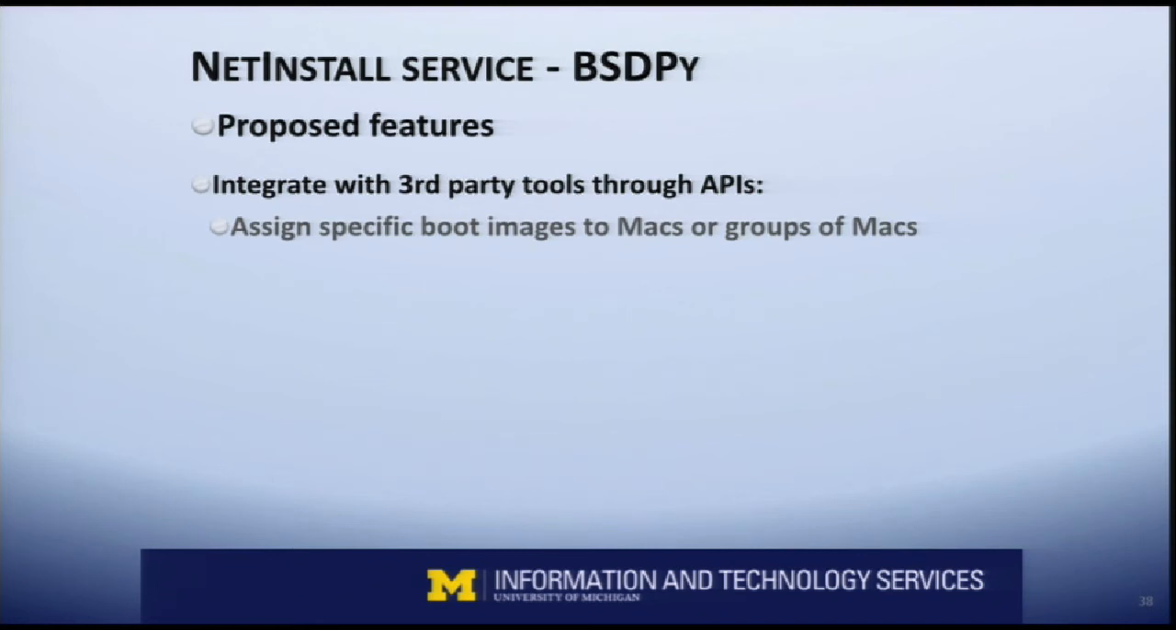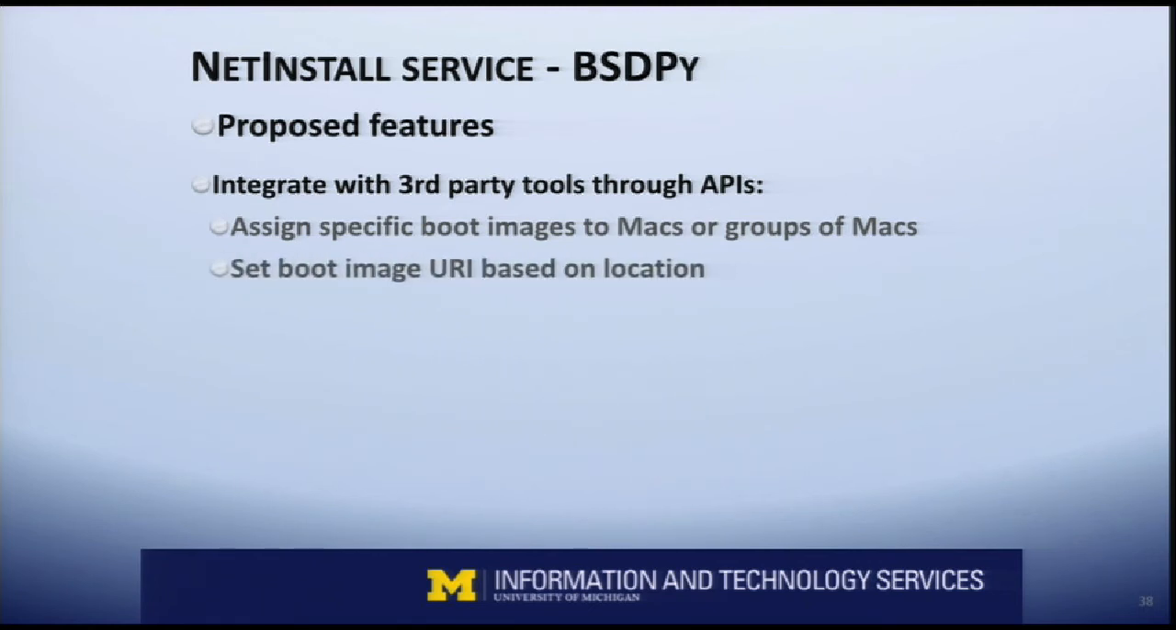That would be an example of: I want this boot image to go to this Mac or group of Macs. My tool would be able to reach out to that third-party tool through an API and say, hey, I'm looking for so-and-so information. Do you have anything on them? And do you have an image I should be using versus the ones that I'm about to send out?